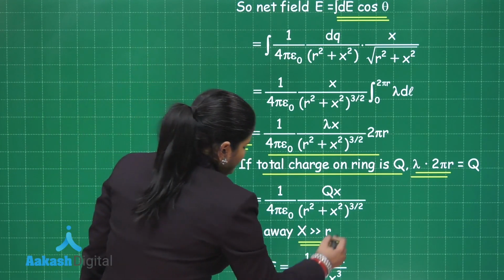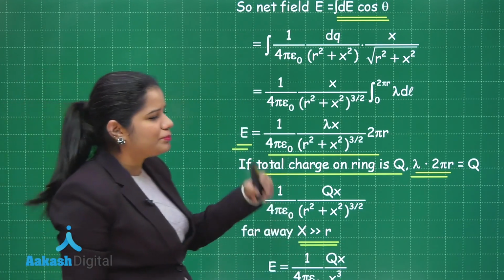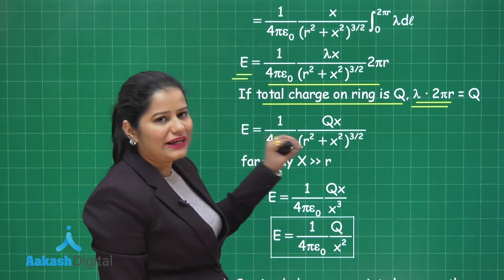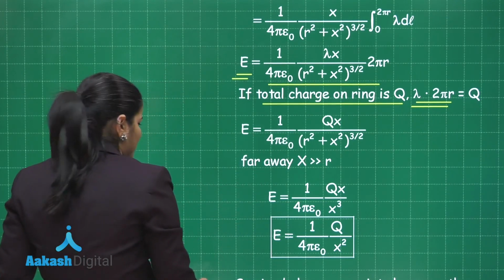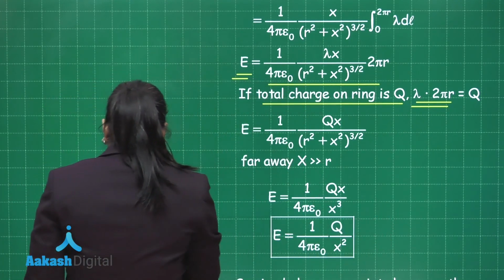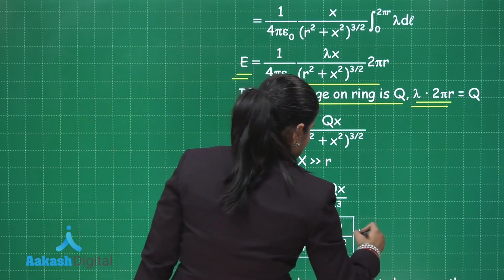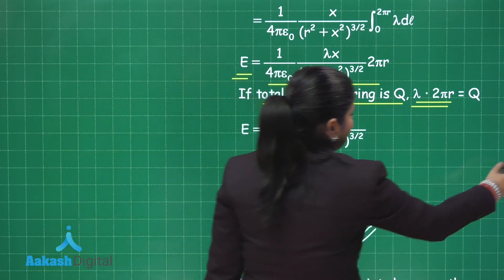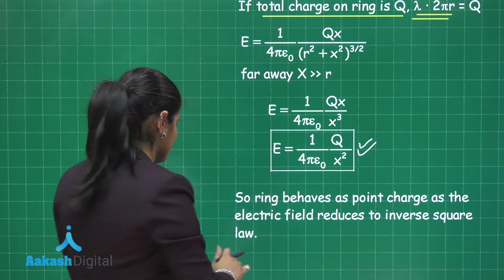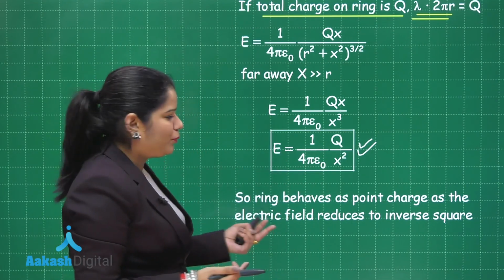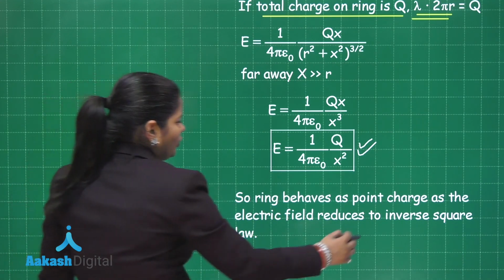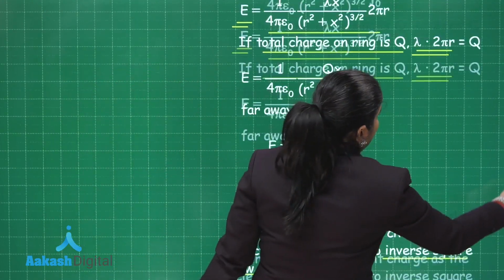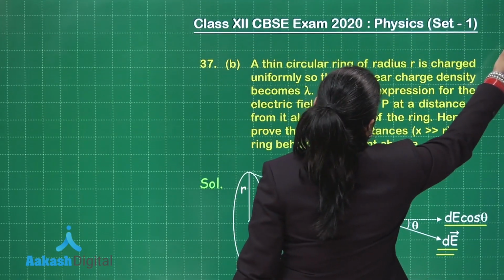Now for far away points, if x is much greater than r, I can eliminate or neglect this r from the denominator and I will have the final expression of E as 1 upon 4 pi epsilon naught q divided by x square. So here you can see through this expression we can prove that this is behaving as a point charge because this is following the inverse square law. So we can say that this charge loop is behaving as a point charge.